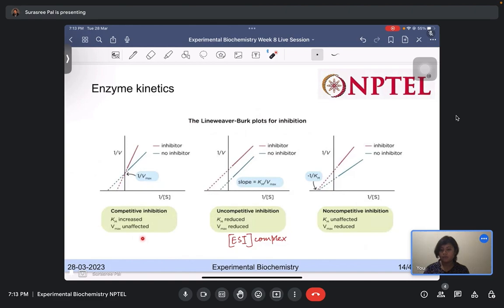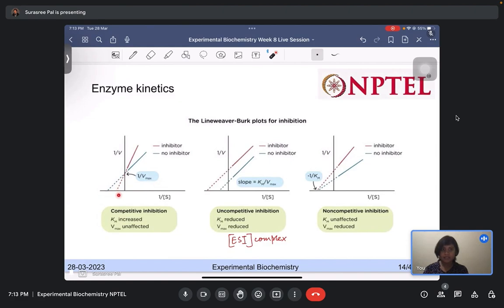So now if we plot this inhibition kinetics in this Lineweaver-Burk plot, we will see for competitive inhibition, we have already discussed this, that the Km value will increase because the affinity for the substrate will decrease. So Km will increase, but the Vmax will be unaffected. So we can see that 1 by Vmax remains same, but the Km changes.